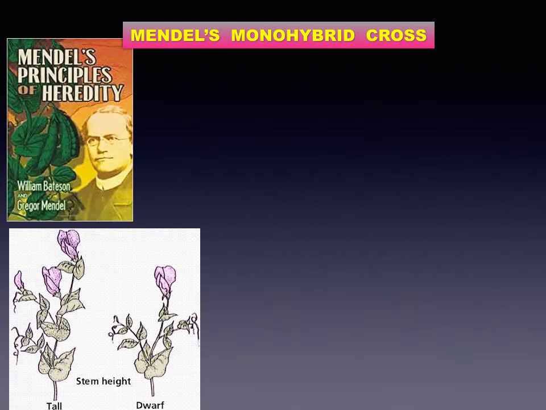Tall pea plants and dwarf pea plants were used in this cross, hence this is the parent generation, that is P1. Mendel referred to the tall and dwarf plant as dominant and recessive respectively. So, the tall plant was referred to as dominant because all the plants in the next generation were tall. The dwarf plant was referred to as recessive because these characteristics did not appear in the next generation at all.